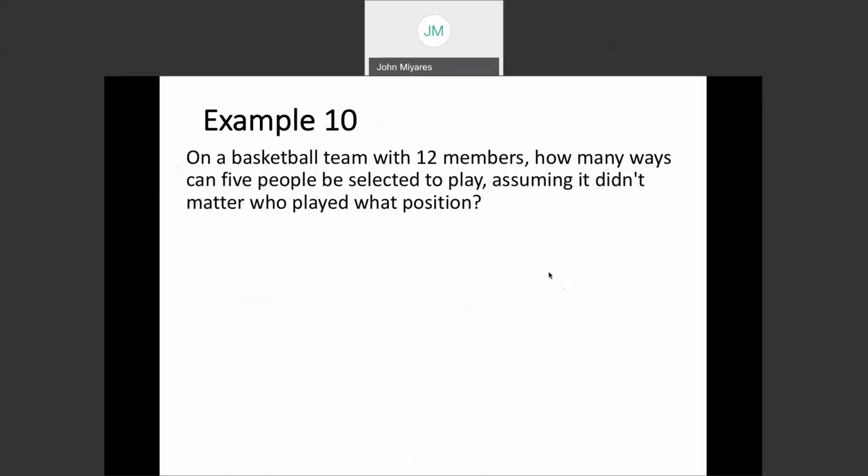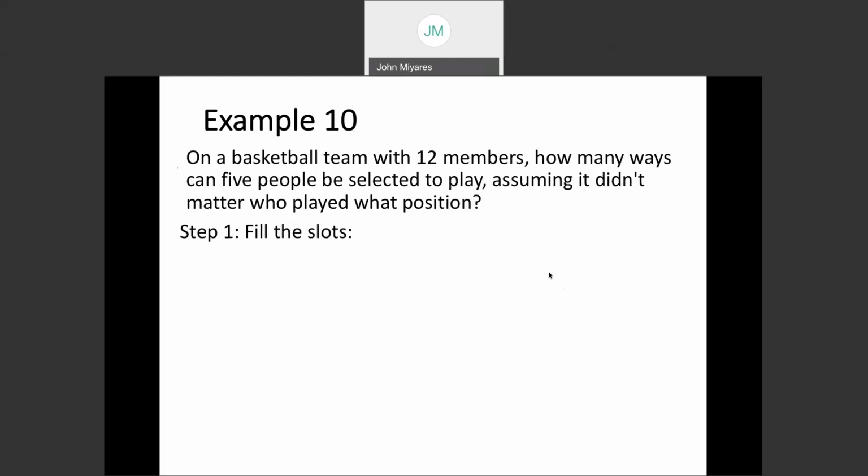Here's a similar problem, and it's a slight variation on the basketball team problem we looked at before. On a basketball team with 12 members, how many ways can 5 people be selected to play at one time, assuming it doesn't matter who plays in what position? The difference between this example and the one we did a few slides ago is that it doesn't matter who's playing what position. It's a total free for all, a pickup game, just 5 people playing.